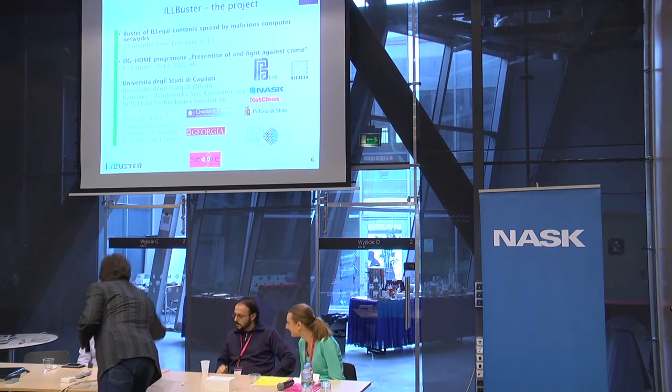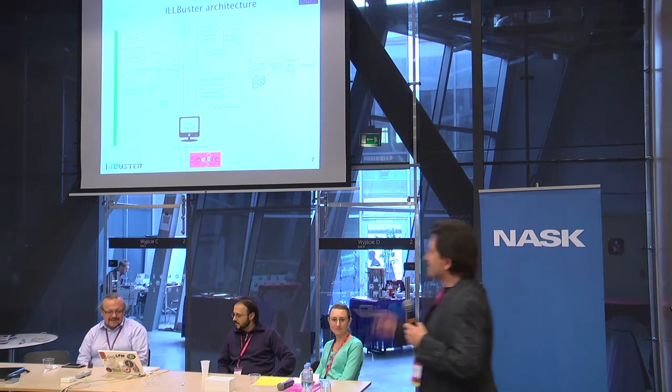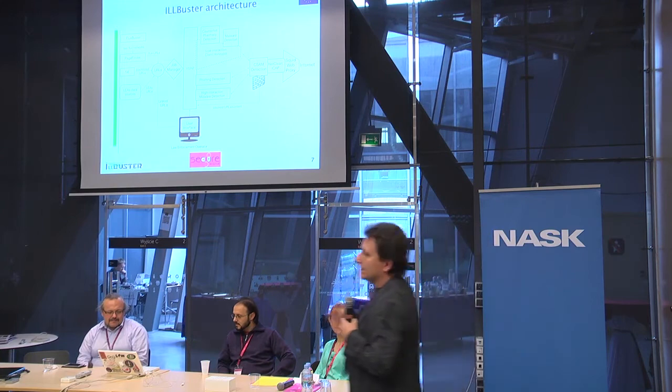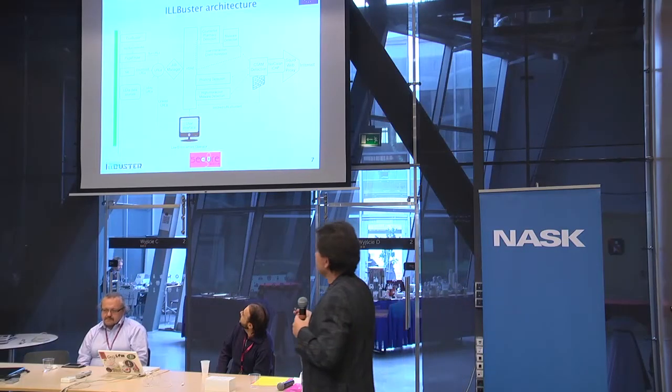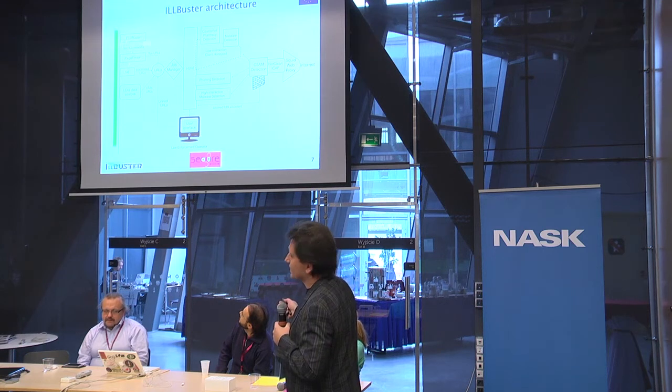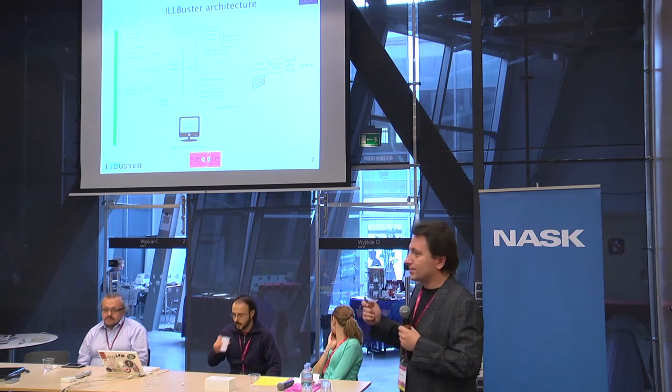Okay, and... Whoa, I need to speed up. Okay, this is the general architecture of the system. I won't talk about the details because they will be covered in later parts, but basically we have different sources of URLs from the law enforcement agencies, whatever they have. It's just a list of URLs, who cares where it comes from. The blacklisted URLs from the N6 platform operated by NASK, and also our own source, basically something that detects malicious networks, mostly focusing on fast flux behavior, and something that finds URLs hosted there.